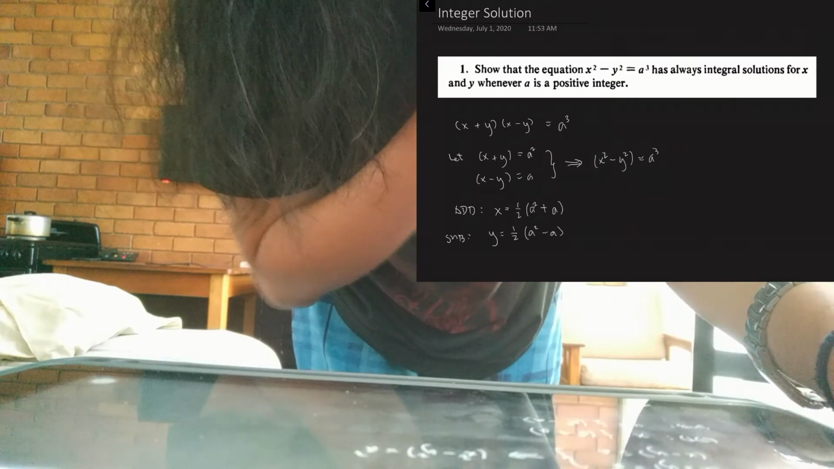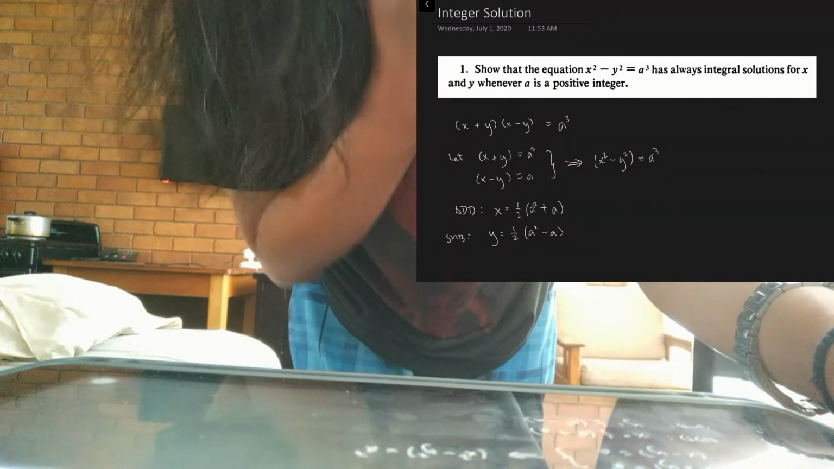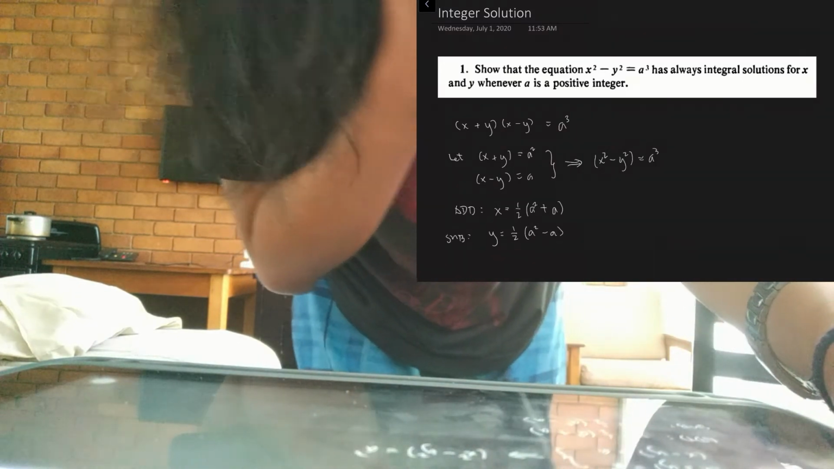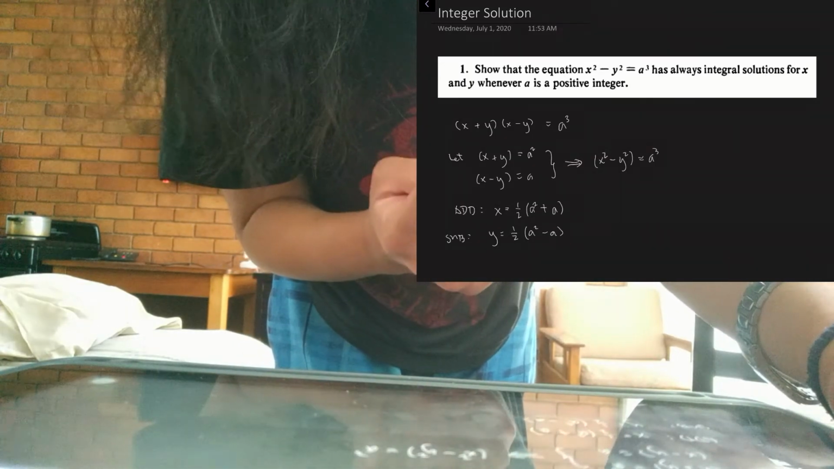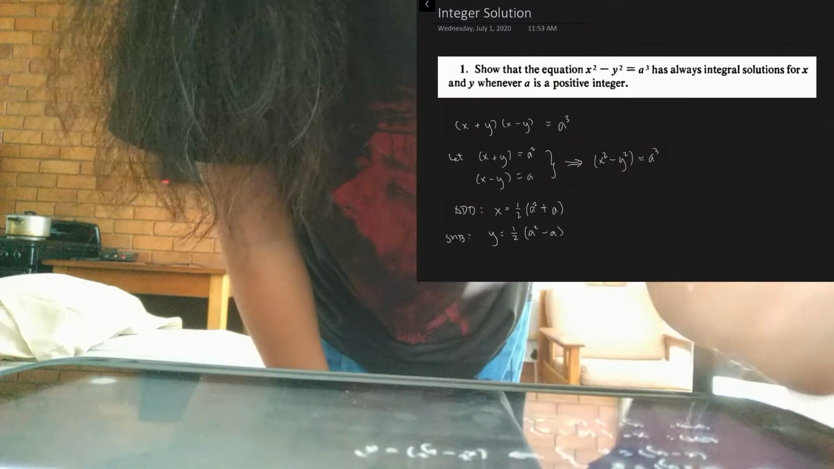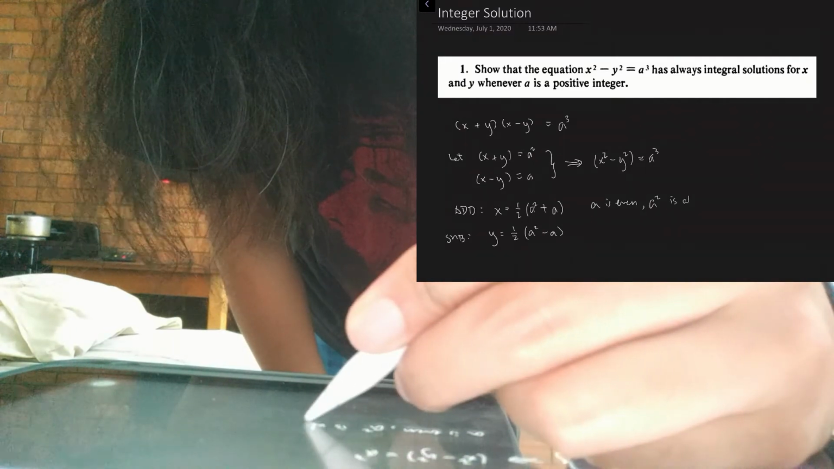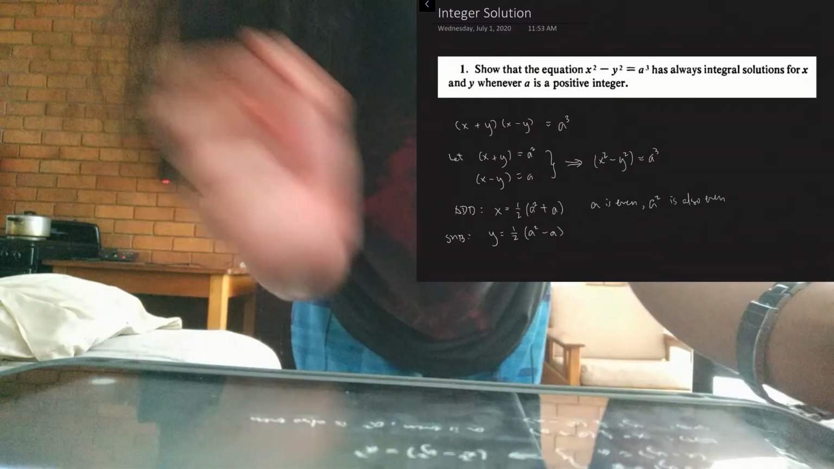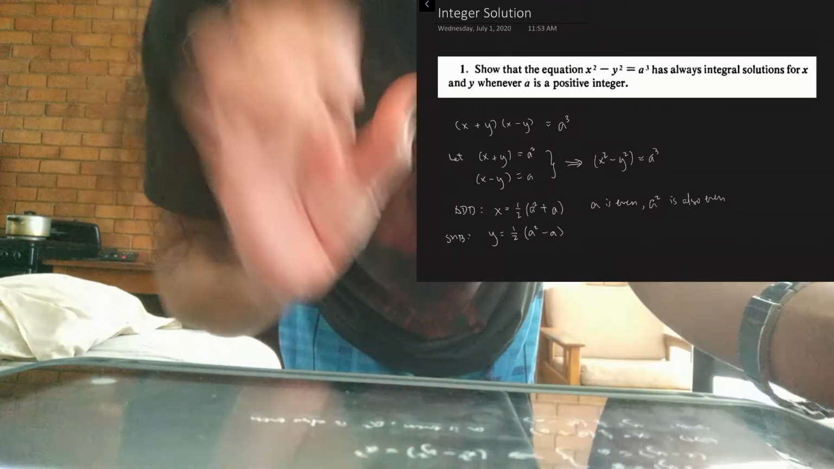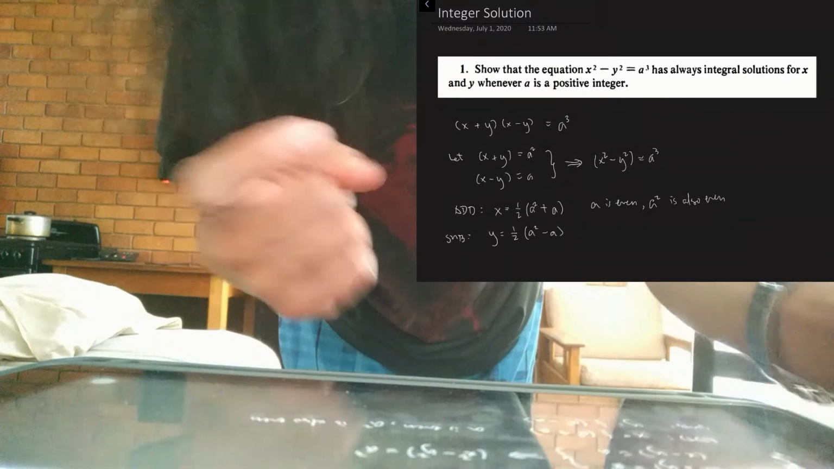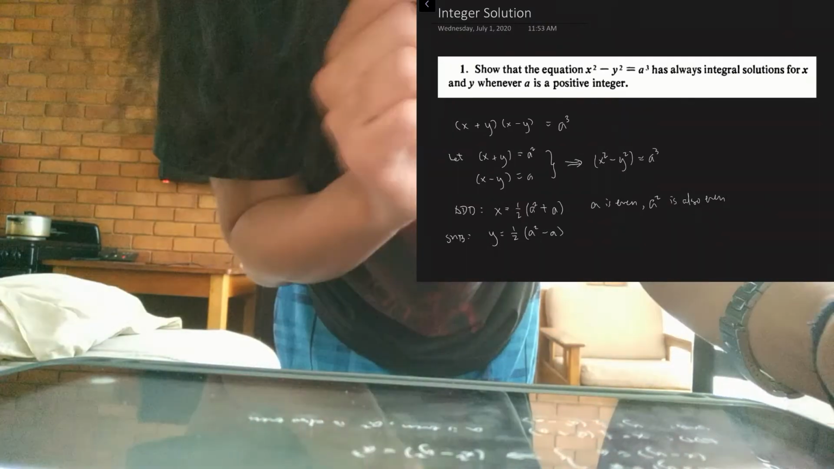Are x and y guaranteed to be integers if a is a positive integer? So let's look at the cases. When a is even, we have no problem, right? Because if a is even, a squared is also even. An even number minus an even number also gives you an even number. When you divide it by 2, we have no problem, because the issue with dividing by 2 is that it can sometimes lead to a non-integer solution. But when a is even, we're fine.